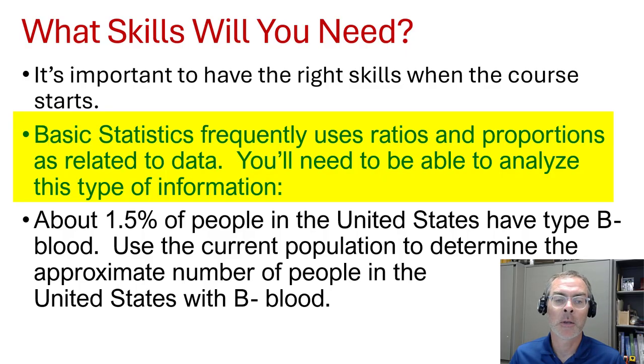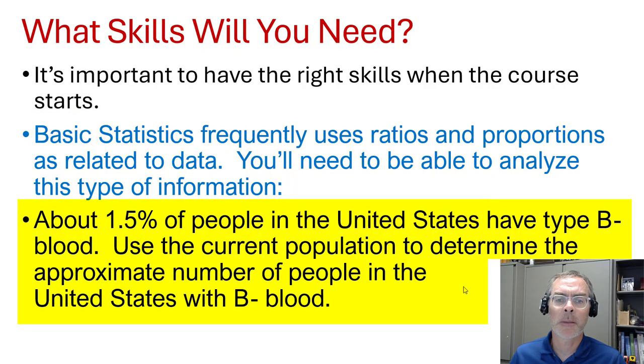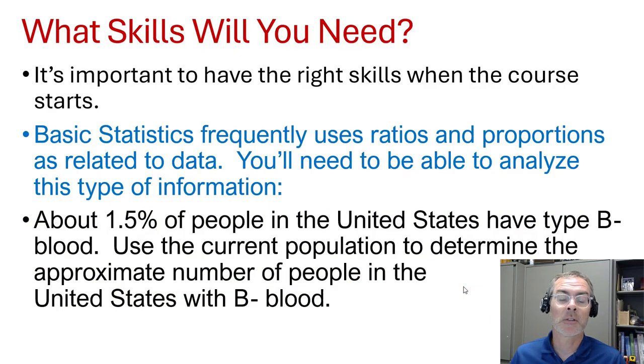Here's an example of that. About 1.5% of people in the United States have type B blood. Use the current population of the United States to determine how many people have type B blood. Now, if you could use a proportion and solve that without much trouble right now, that's a good indicator that you're ready for Basic Statistics. But if you're not quite sure how you would solve that problem, or you're not sure how you'd use a proportion to solve that problem, then a different course, such as Intermediate Algebra, might be a good course to take before you take Basic Statistics.